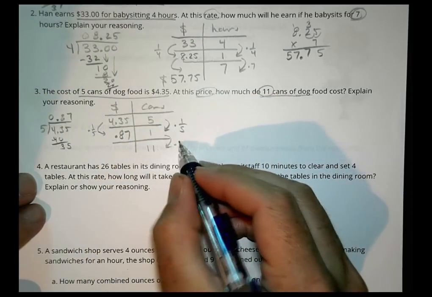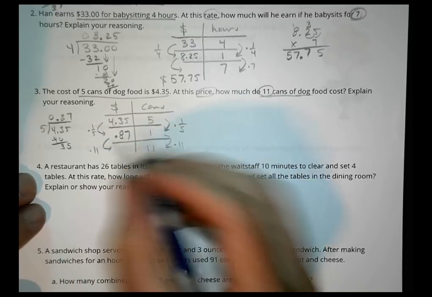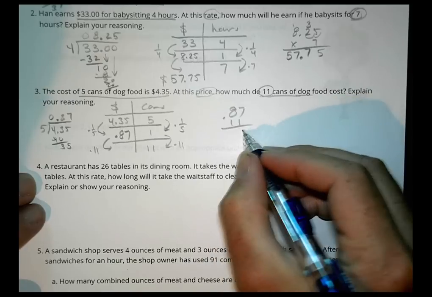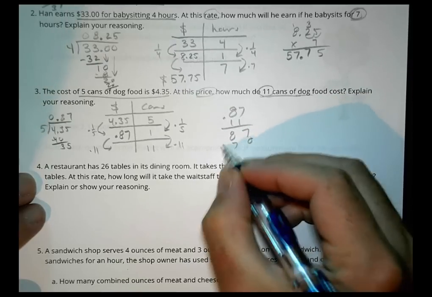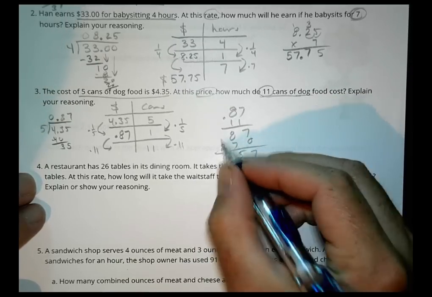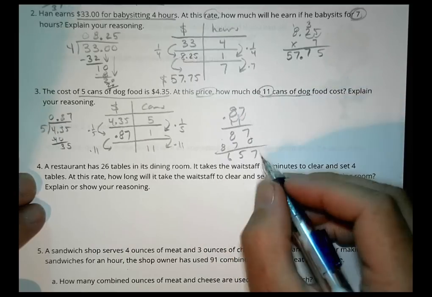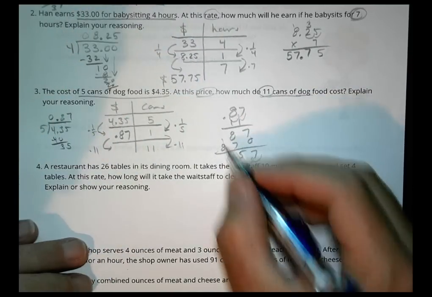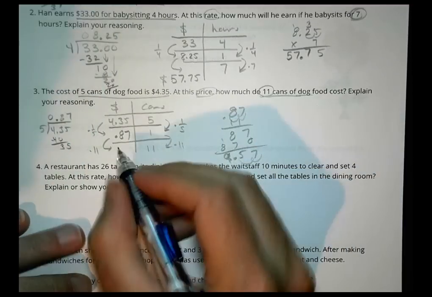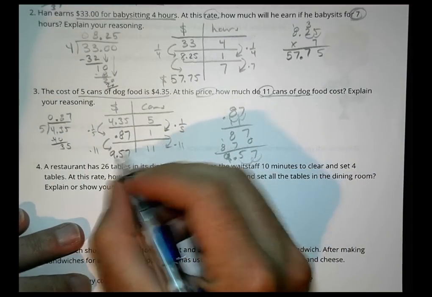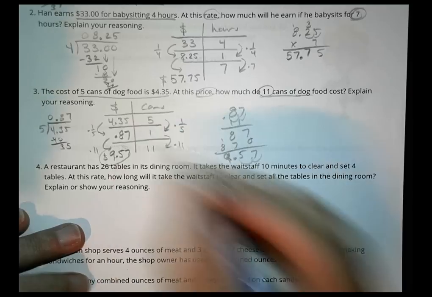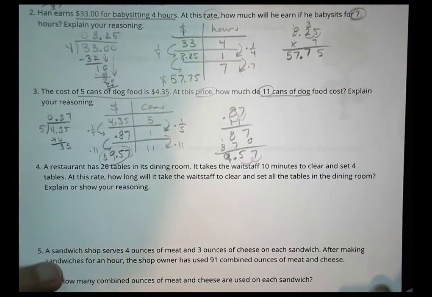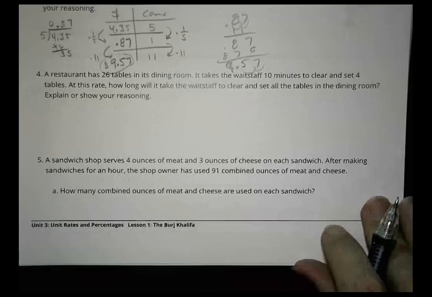So we're going to multiply that by 11. And 87 cents times 11 is 87, 870, and we add, take care of the 1. We have 2 behind the decimal, so we hop 2 spaces, and we get $9.57. That is how much 11 cans would cost. $9.57. Very good.